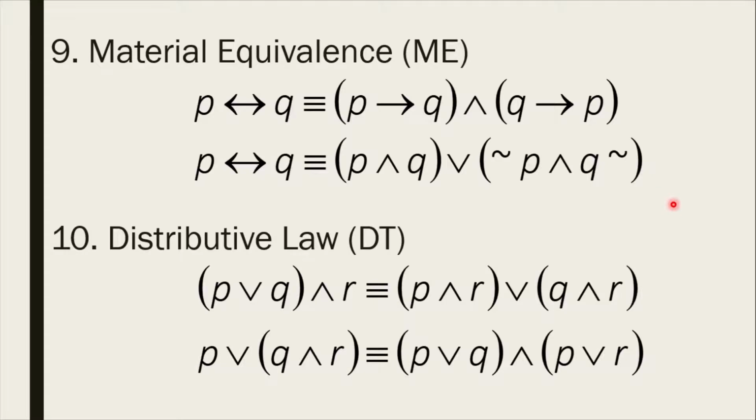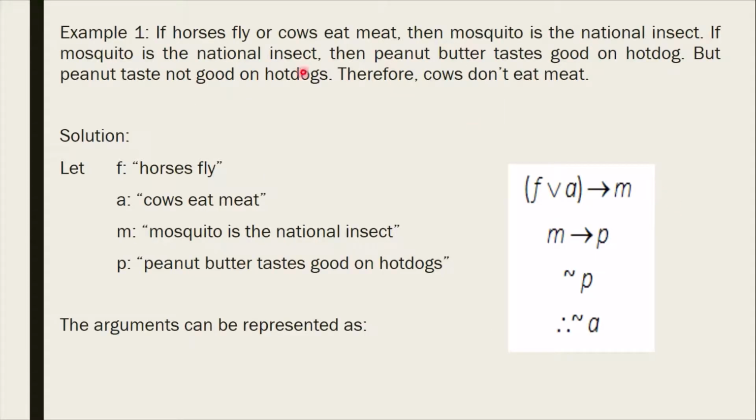Now let's have an example. For instance, if horses fly or cows eat meat, then mosquito is the national insect. If mosquito is the national insect, then peanut butter tastes good on hot dogs. But peanut butter tastes not good on hot dogs. Therefore, cows don't eat meat.